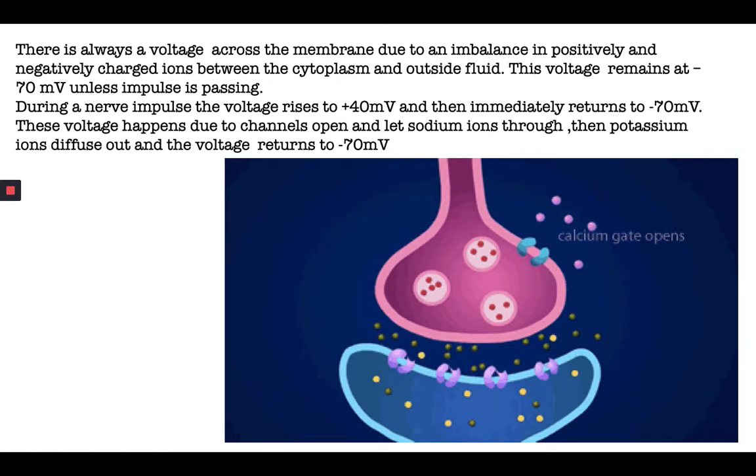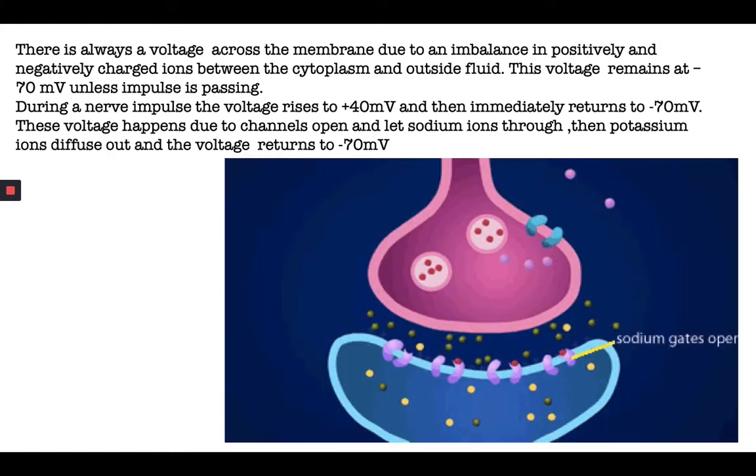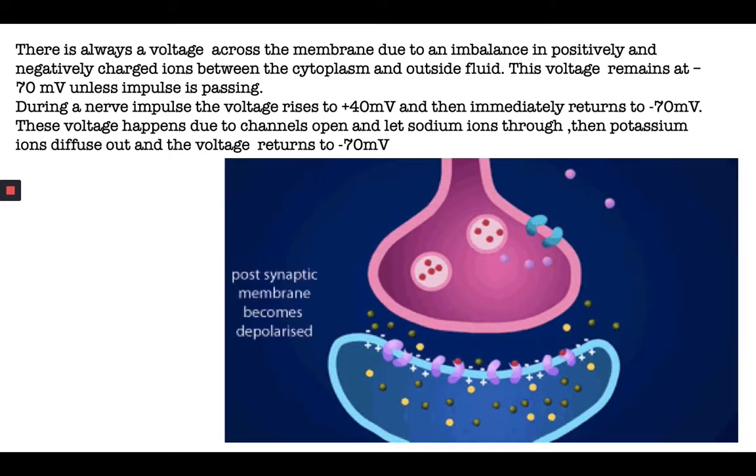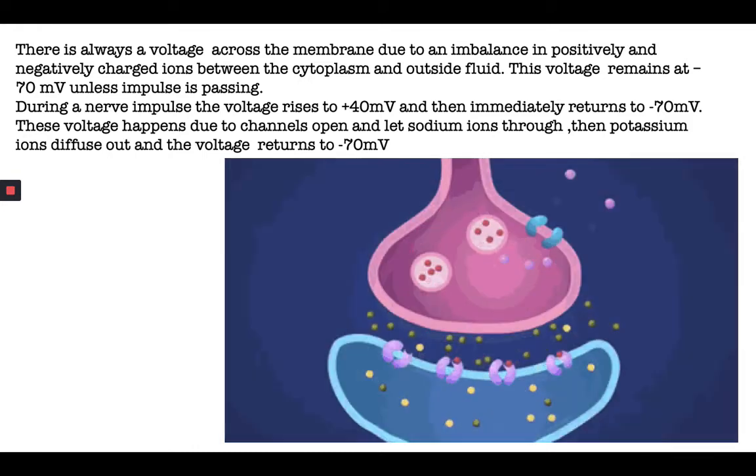There is always a voltage across the membrane due to an imbalance in positively and negatively charged ions, and the voltage remains at minus 70 millivolts unless an impulse is passing. So the resting potential is minus 70 millivolts. When the neurons don't get any impulse, they remain at minus 70 millivolts. But during a nerve impulse, the voltage rises to plus 40 millivolts and then immediately returns to minus 70 millivolts. So for the nerve cells, it is all or nothing. Either they get the impulse or they don't get anything.